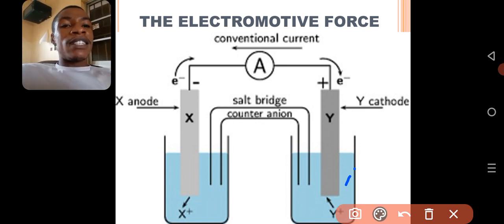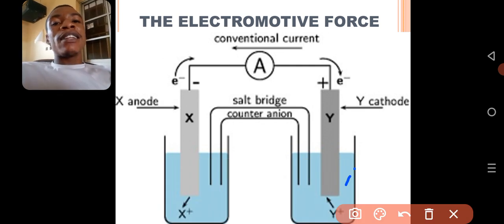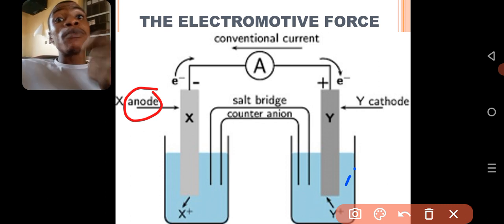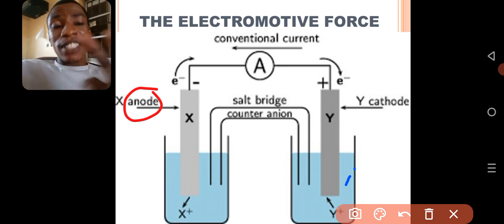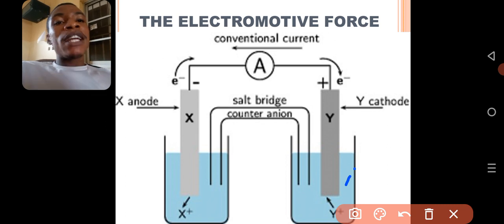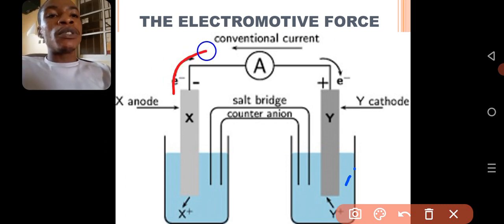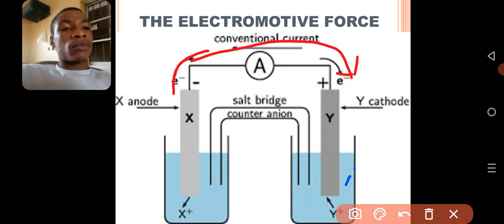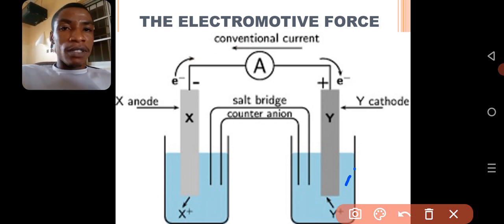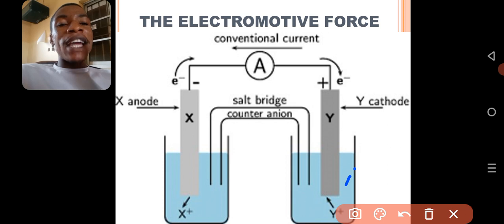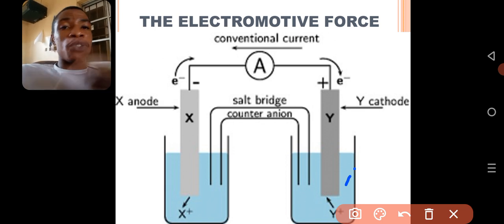And as you can see, the element X here has been labeled the anode. So we can assume that X is higher than Y in the activity series if it's the anode. So electron will have to flow from the anode to the cathode. So that's the flow of electron. Don't forget that current flows in the opposite direction to electron. So when electron is flowing from anode to cathode, then current will flow in the opposite direction, that's from cathode to anode.